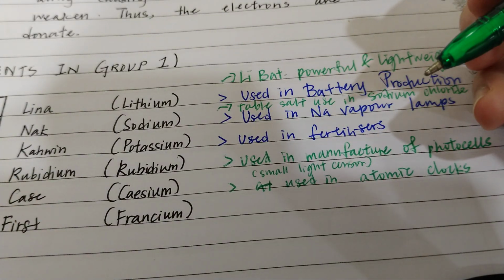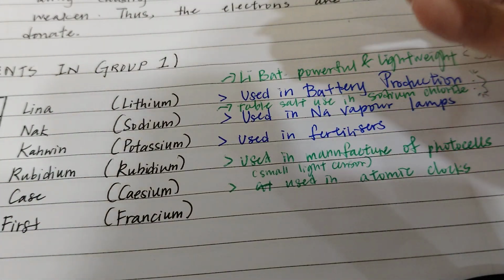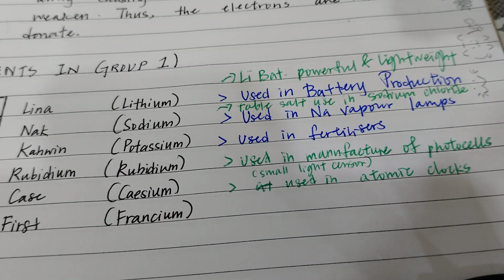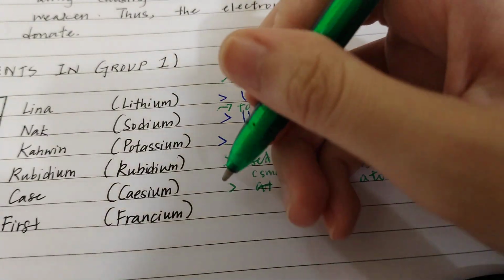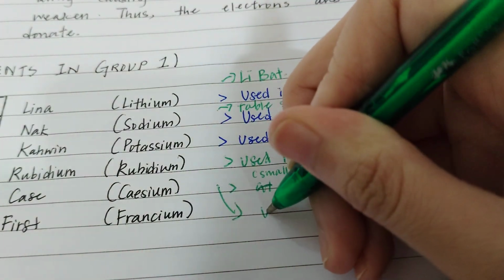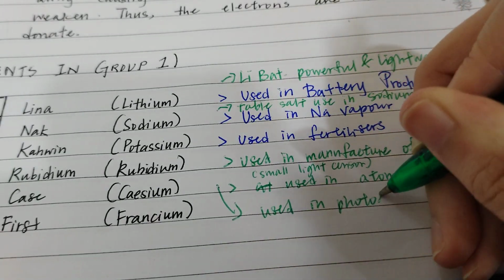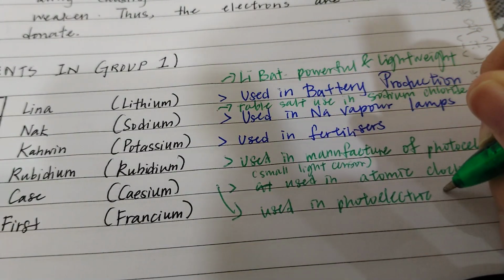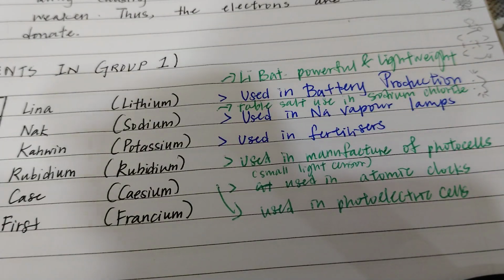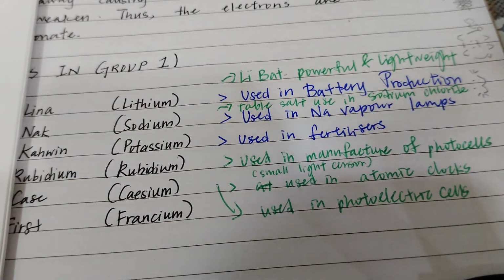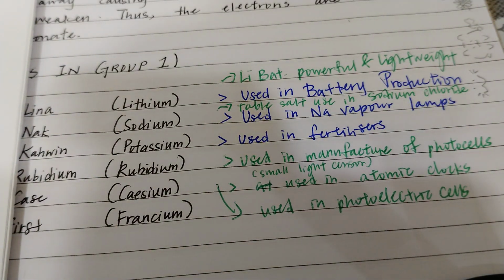So caesium can also be used in photoelectric cells. Do I have a spot to write that? Used in photoelectric cells. Okay, then we have francium, which does not have anything too special. Perhaps it's too reactive for anything.